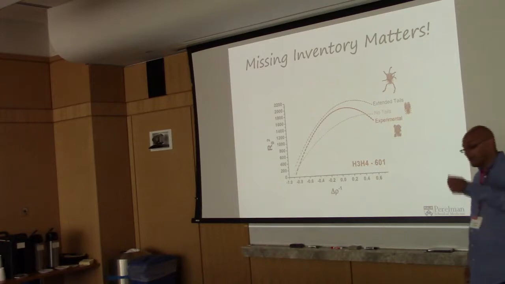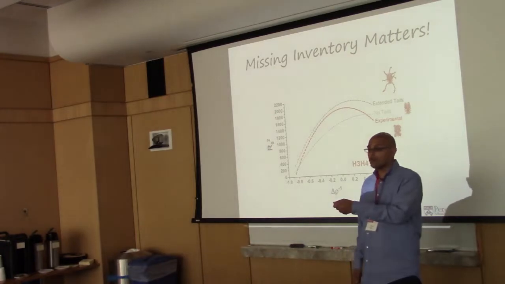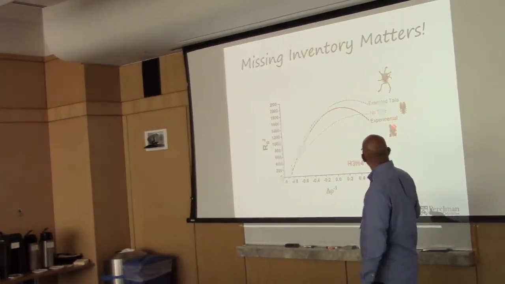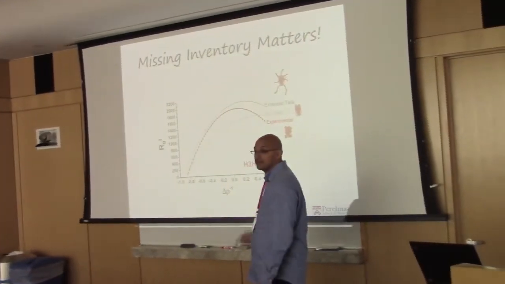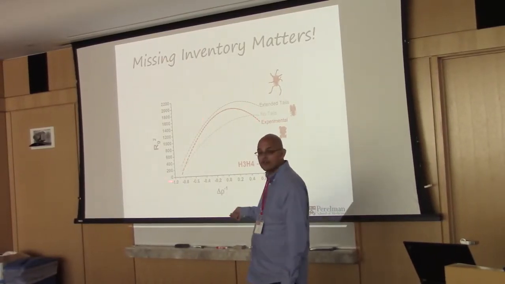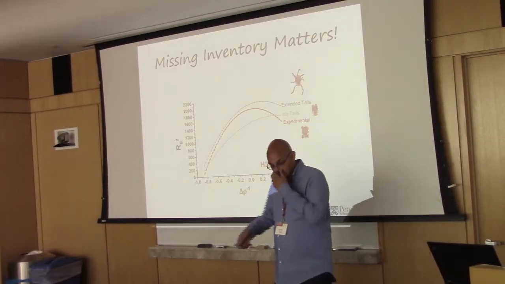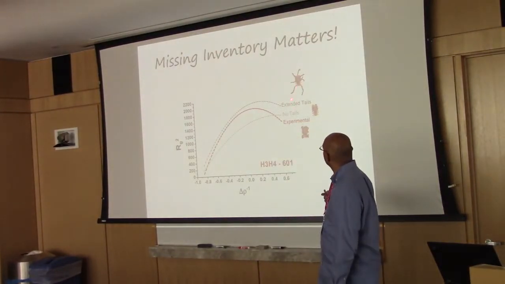I mentioned before, if you don't have the right inventory, you can't make any meaningful calculations and comparisons. This is a good example. If you just take a crystal structure, which has no tails in there, and try to compare it to the theoretical Sturm, you can see that it's not even close. Only when you have the extended tails built in do you get closer.